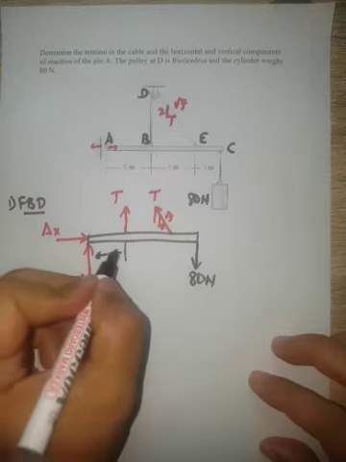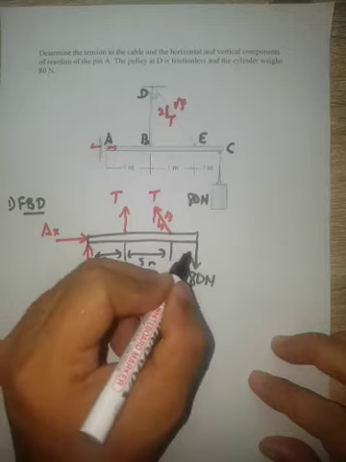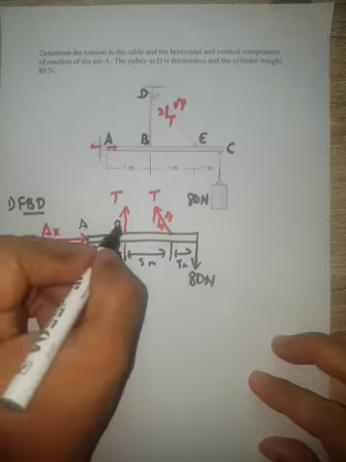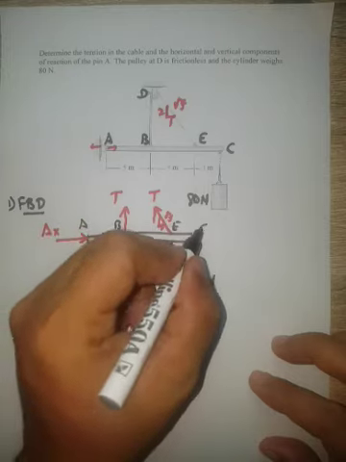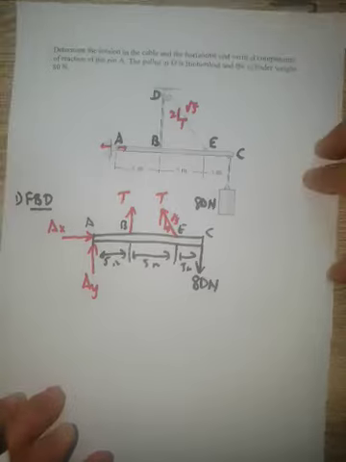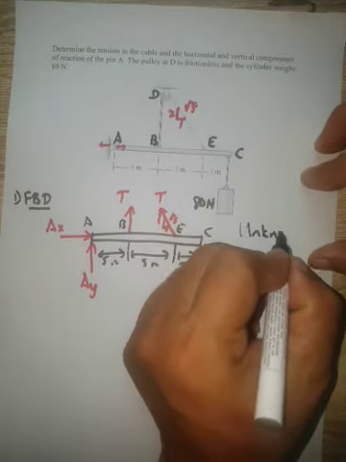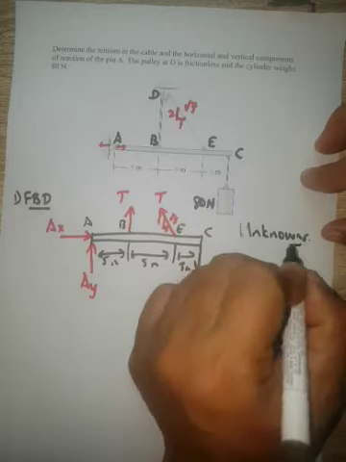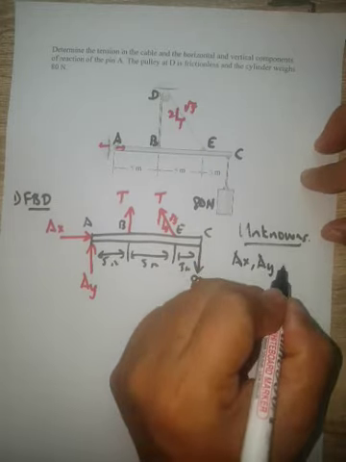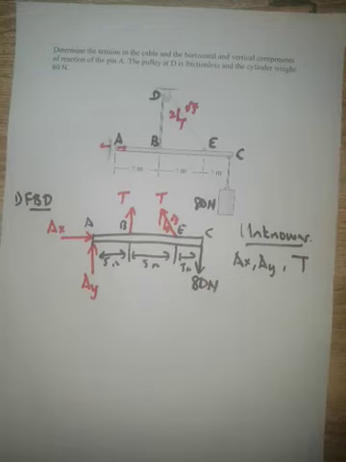And then we label the dimensions. This is 5 meter, here is 5 meter, and here is 3 meter. This is point A, point B, point E, point C. Done. This is the free body diagram for this problem. So from this free body diagram, what are the unknown values? We can identify here AX, we have AY, and we have T. So these are three unknown values.